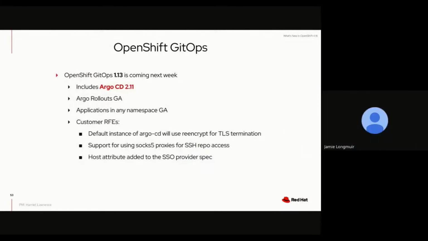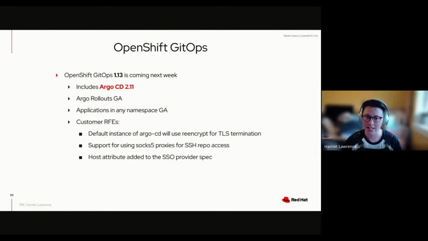Thanks, Jamie. So the latest GitOps version, which is 1.13, is being released next week. So for those who are unfamiliar with OpenShift GitOps, it's based on Argo CD and Argo Rollouts from the upstream Argo project and provides continuous delivery for things like applications, cluster config, or any other resources.